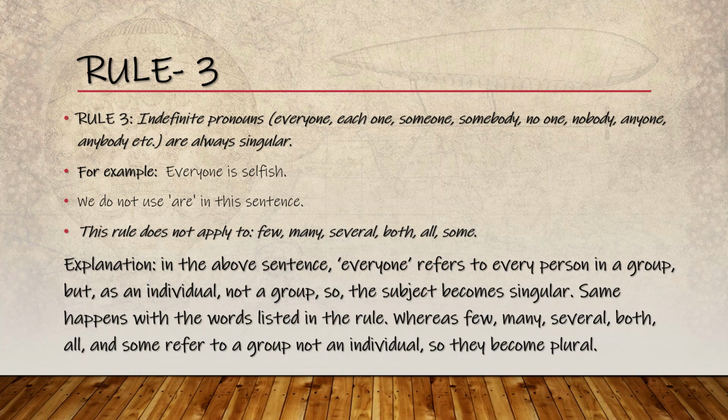Explanation: in the above sentence, everyone refers to every person in a group, but as an individual, not a group, so the subject becomes singular. Same happens with the words listed in the rule. Whereas few, many, several, both, all, and some refer to a group, not an individual, so they become plural.